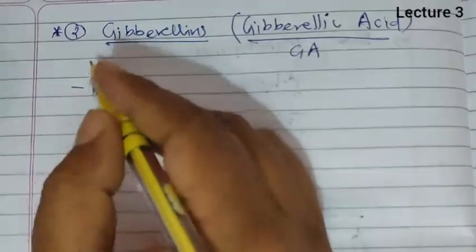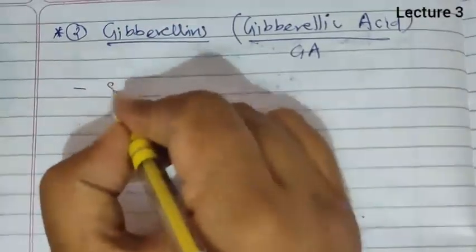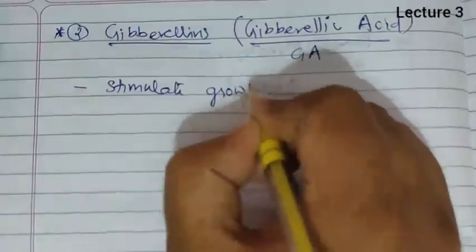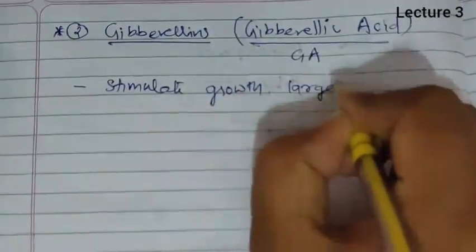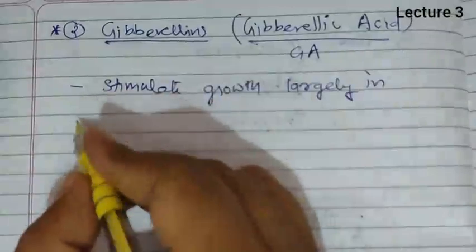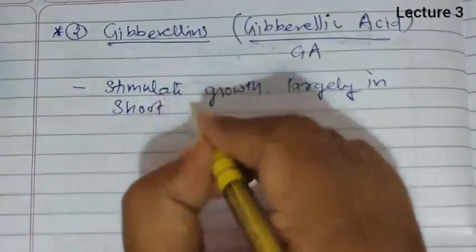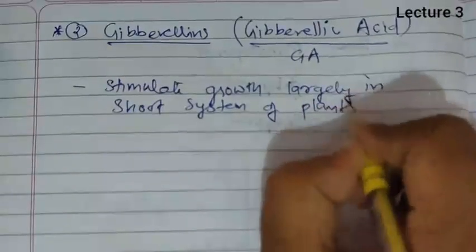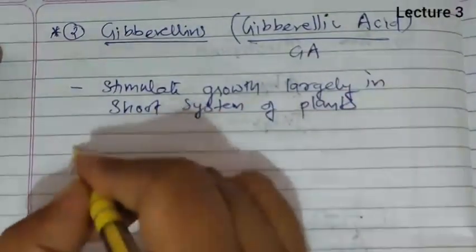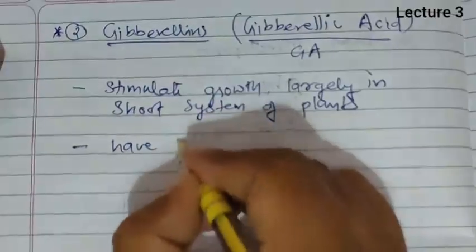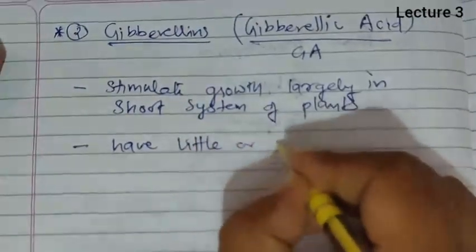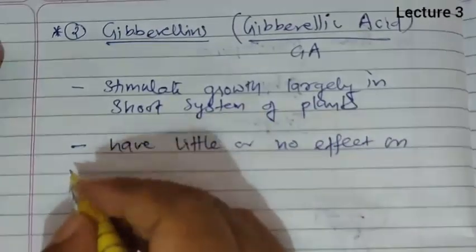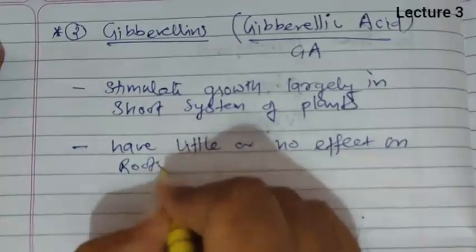If you talk about gibberellin, it stimulates growth, largely in the shoot system of plants, and has little or no effect on roots.